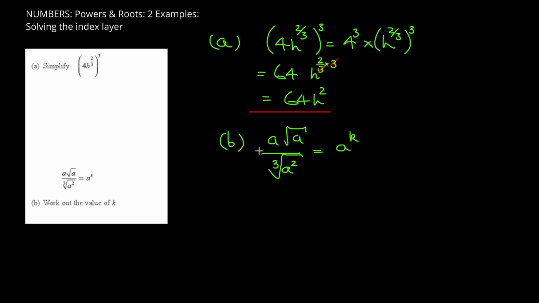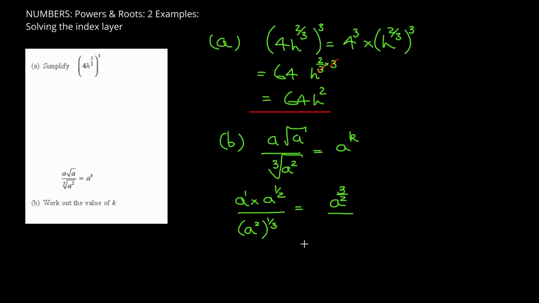Now part B, and we've got to work out the value of k. Well again, we've got a huge mixture of notations here. This is a multiplied by a to the half, divided by, well, the cube root can be transformed into a fractional power of 1/3. So this is a squared raised to the power of 1/3. Remember, even though we don't write it, this is a to the 1. So the top layer becomes a to the 1 is 2 over 2. So adding 1 over 2 to 2 over 2 gives us a to the 3 over 2.